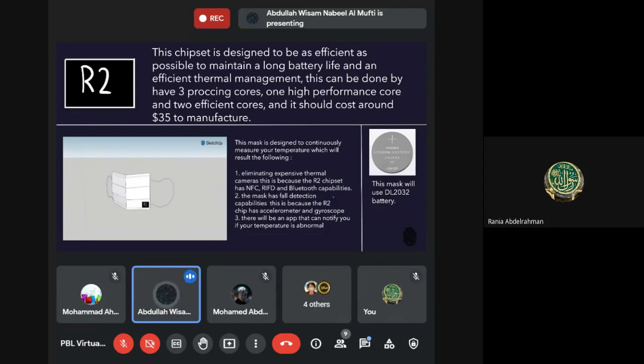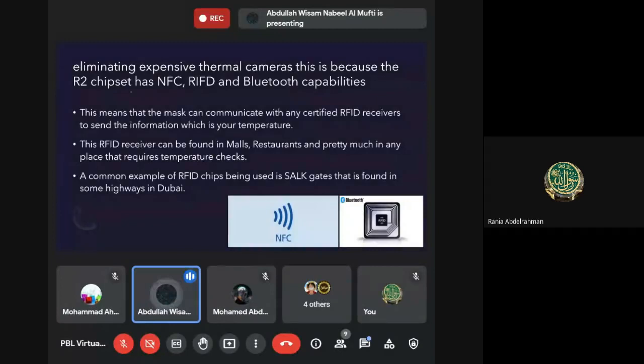Also, this mask will have a rechargeable battery, which is the DL2032, and there are 3 gold contact points behind the mask, which you can use to charge it. Now, let me elaborate on the 3 points I just mentioned. First, eliminating expensive thermal cameras. This means that the mask can communicate with any certified RFID receiver to send information, which is your temperature. This RFID receiver can be found in malls, restaurants, and pretty much anywhere that requires temperature checks. A common example of RFID being used is the Salik gates on some highways in Dubai.